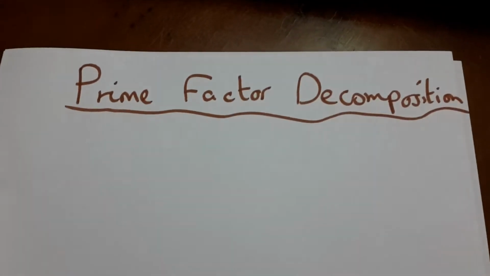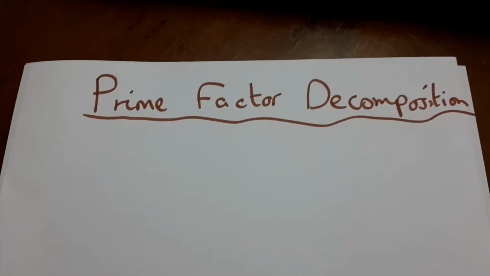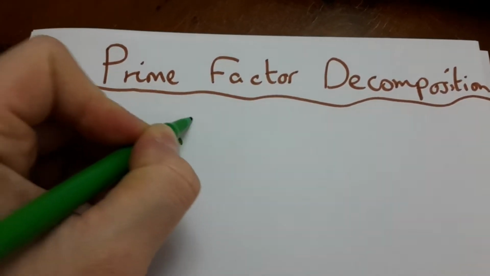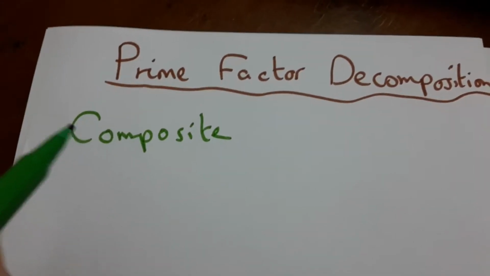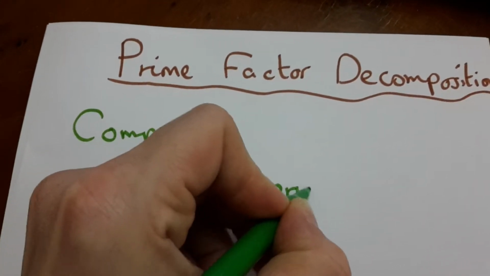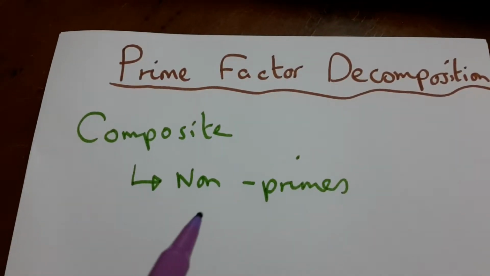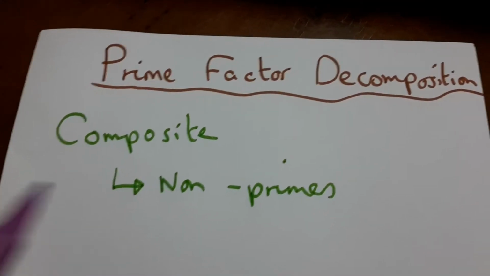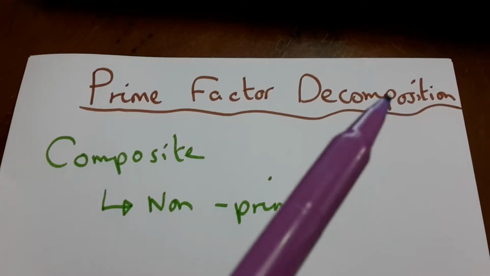Okay, so I'm going to talk to you about prime factor decomposition. In an earlier video, I described to you what a composite number is. Basically, any composite number is a number that's not prime, so the other name for it is non-prime. What I find absolutely fascinating about this is that all non-primes are actually constructed out of primes. And how we work out which primes make them is called a prime factor decomposition.